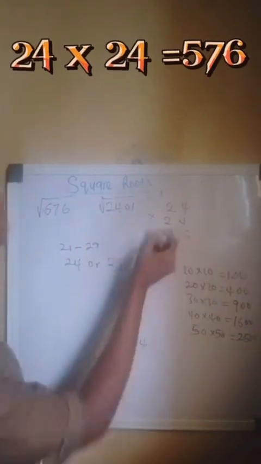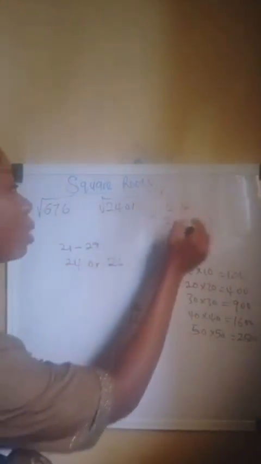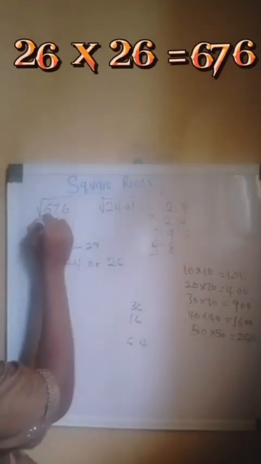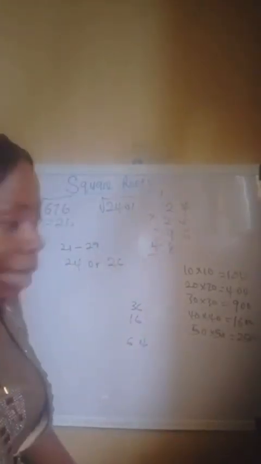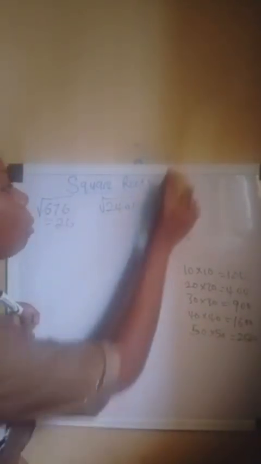Already looking at this, it is not the answer. This will not give you 676. So if 24 is not the answer, it then means that 26 is the answer. So your answer is 26. When you try it out, you will find out that 26 times 26 is 676.